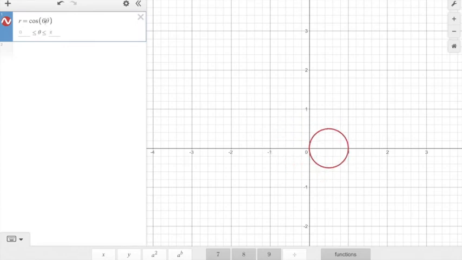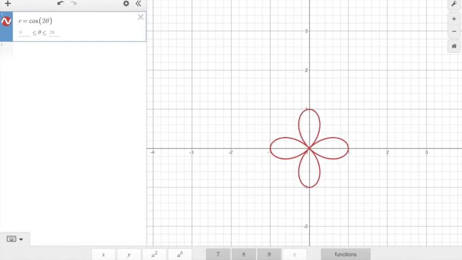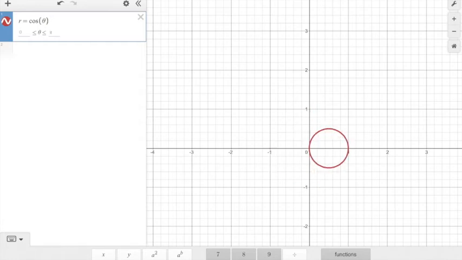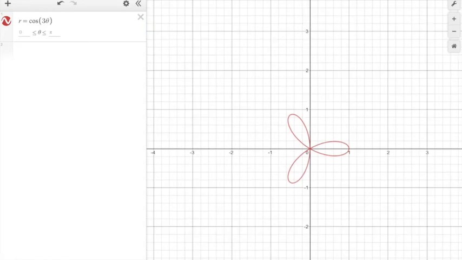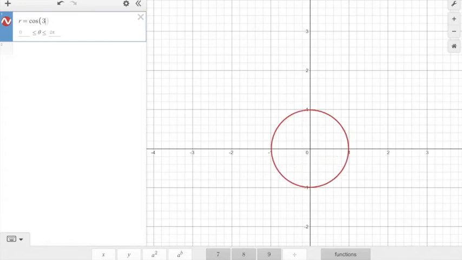And here's the answer. Okay, 4 theta. 5 theta. 6 theta. Okay, that's pretty interesting. Now I want to challenge you with this. How many leaves are there if you do 2 theta? 4, right? How many leaves are there when you have 3 theta? You should have 6. But instead you have 3.